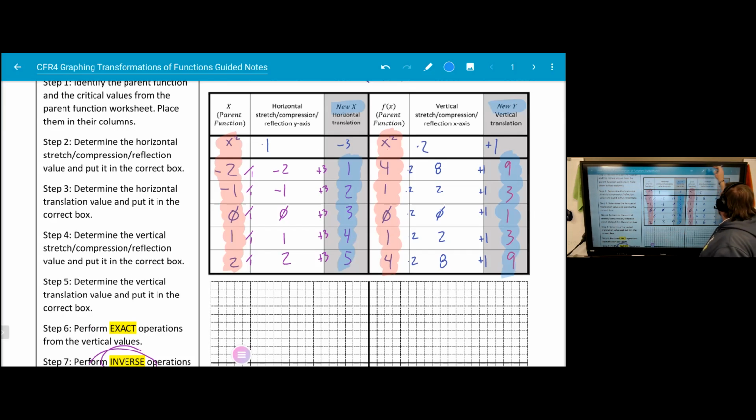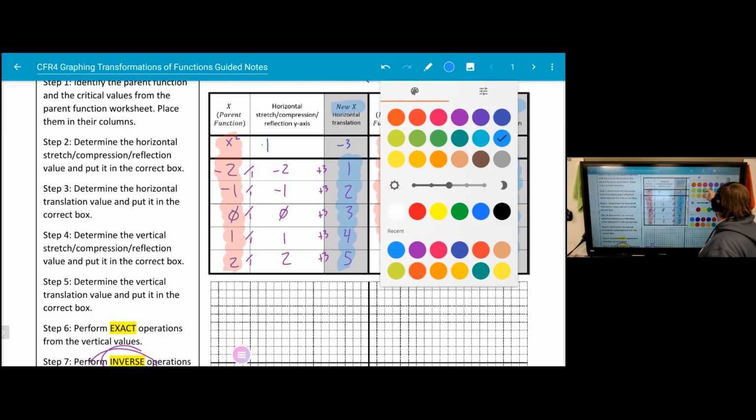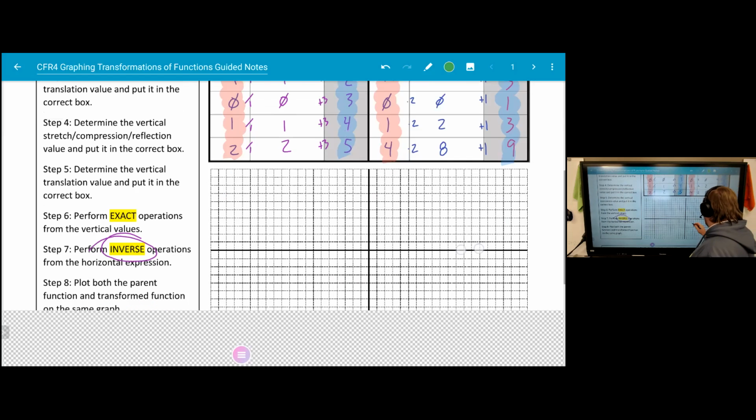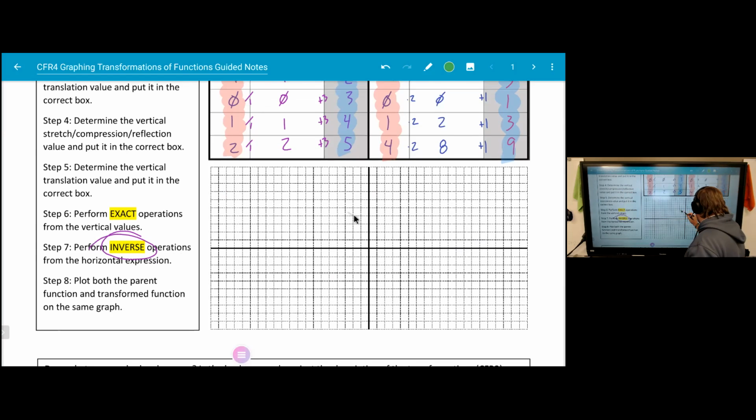So let's go ahead and do that. I'm going to do the parent function in green. We'll do this in green. And we've got -2, 4. Oh yeah, that's not going to work out well, is it? Here we go. I've got -2, 4, -1, 1, 0, 0, 1, 1, and 2, 4. And if I graph that, that graph looks something like this. This is my parent function. I put it in purple, my parent function.